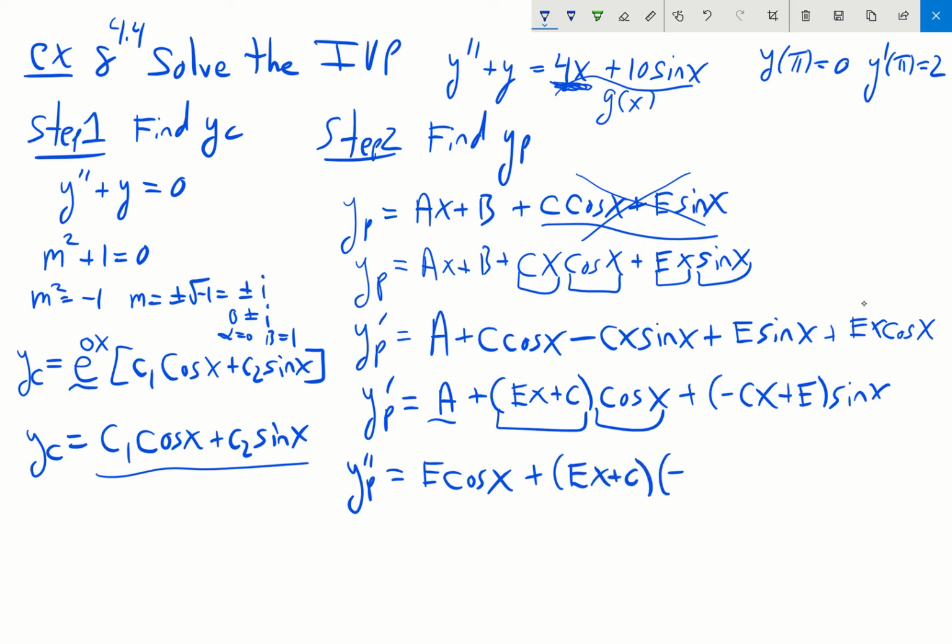The derivative of cosine of x is negative sine x. Product rule here as well. The derivative of negative cx plus e is going to end up being just negative c times the sine of x, plus negative cx plus e times the derivative of sine, which is cosine.